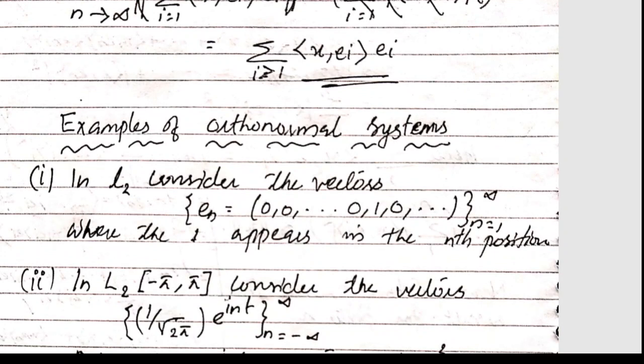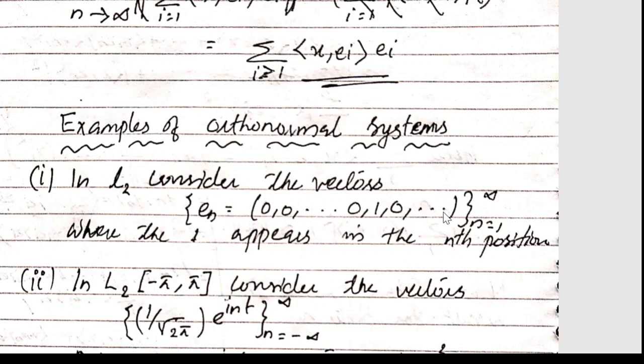Now some examples of orthonormal systems. So what was an orthonormal system? We will say that a system is orthonormal if each of its members has modulus equal to 1 and they are mutually orthogonal. So consider in l2 the vectors en equal to 0, 0, 0, with 1 coming in the nth entry. If this is a system, then it is an orthonormal system.